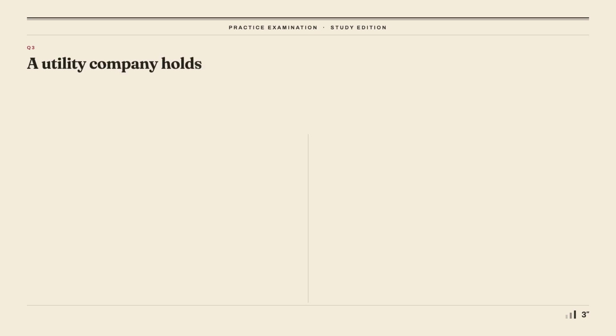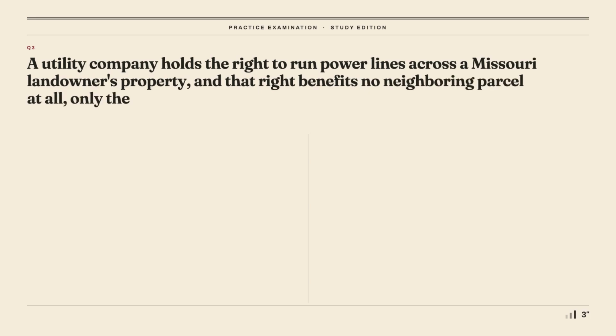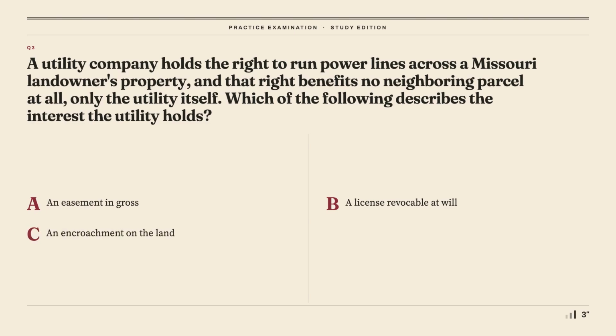Question 3. A utility company holds the right to run power lines across a Missouri landowner's property, and that right benefits no neighboring parcel at all, only the utility itself. Which of the following describes the interest the utility holds? Your options are A. An easement in gross, B. A license revocable at will, C. An encroachment on the land, D. An easement appurtenant. Before I reveal it, which one do you think is right?